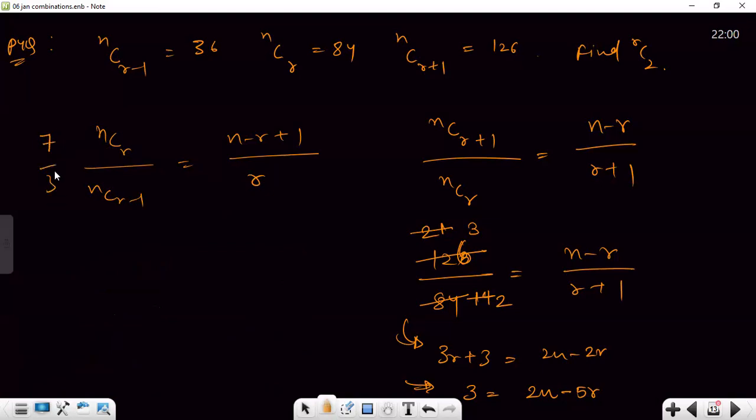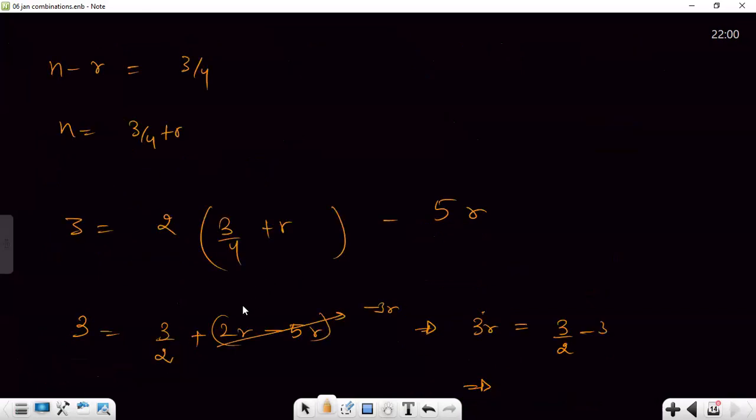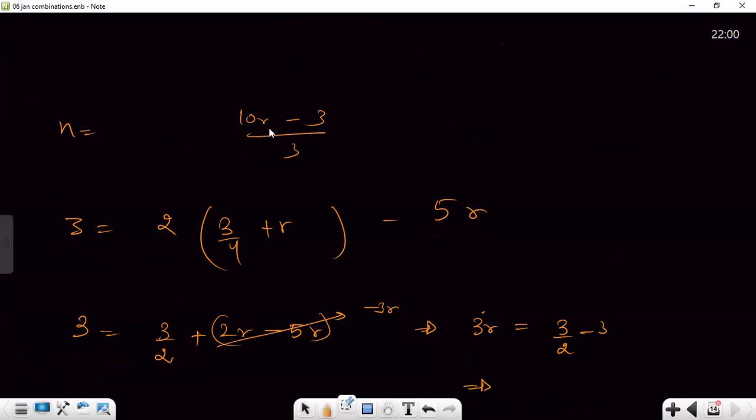What was here basically? 84 by 36 has become 7 by 3. So 7r is equal to 3n minus 3r plus 3. Now this has become 10r is equal to 3n plus 3. We should substitute the value of n. So n is basically 10r minus 3 by 3.